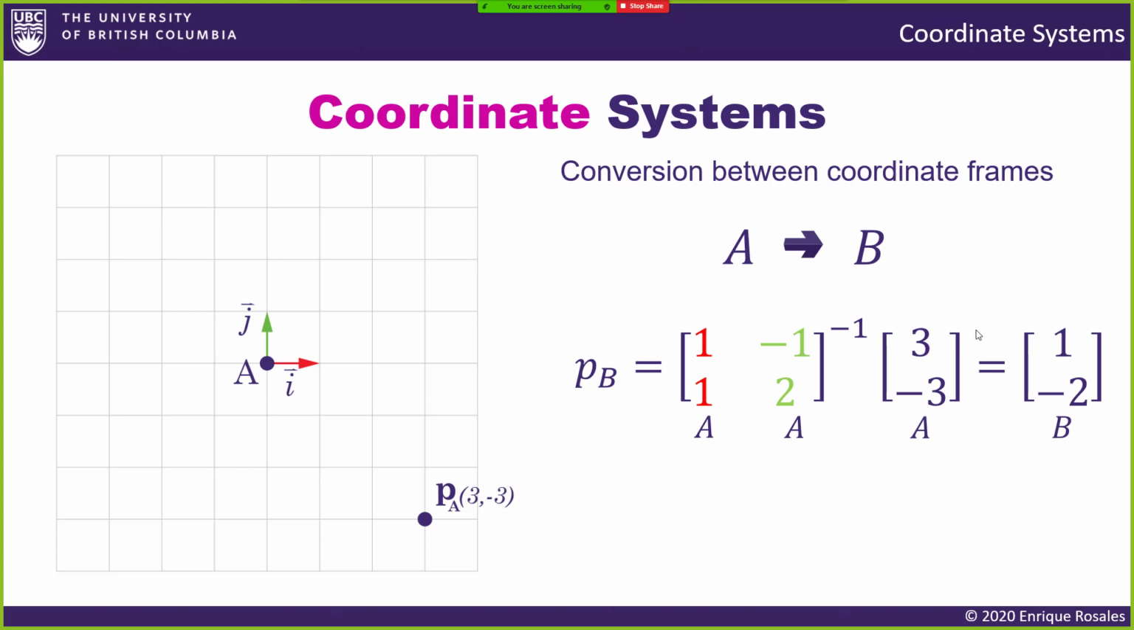Now let's see what we do in the case of doing exactly the opposite. Having the coordinates with respect to A and translating them to B. So basically, having the 3, minus 3 and converting it to the 1, minus 2. We take the same matrix, and basically we take the inverse of the matrix. And here we need to understand something.